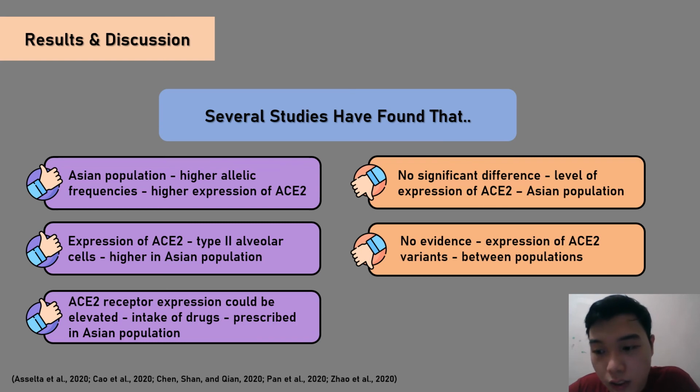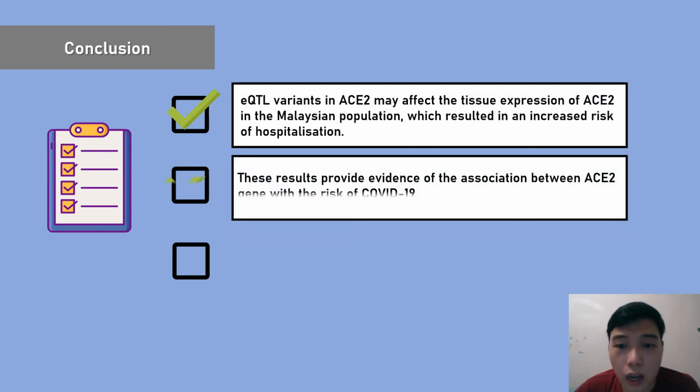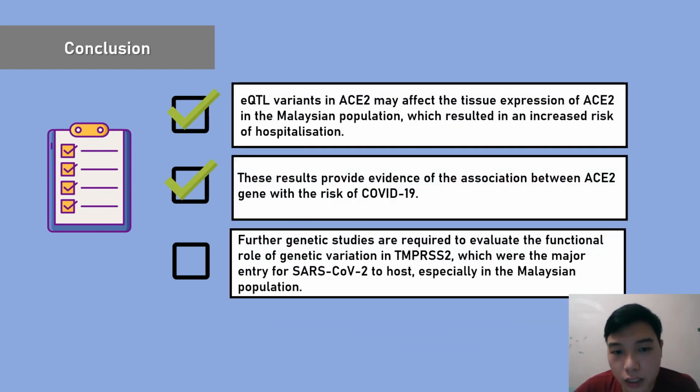Several in silico studies were largely conflicting because there is a lack of functional studies. However, there is a lack of a specific analysis on the Malaysian population. In summary, eQTL variants in ACE2 may affect the tissue expression of ACE2 in Malaysian population, which resulted in an increased risk of hospitalization. These results provide evidence of the association between ACE2 gene with the risk of COVID-19. However, further genetic studies are required to evaluate the functional role of genetic variation in TMPRSS2, which is the major entry for SARS-CoV-2 to the host.